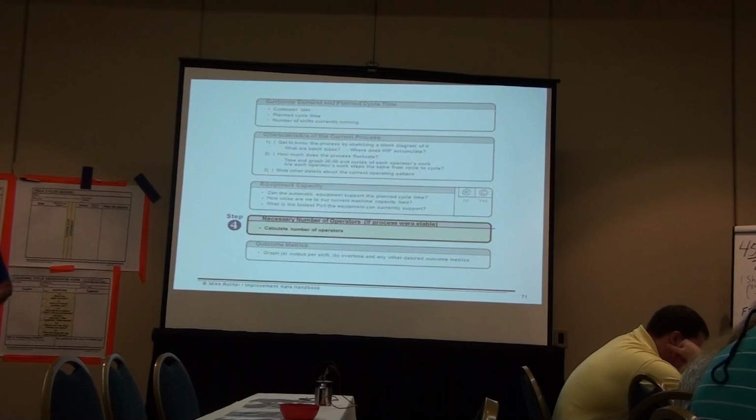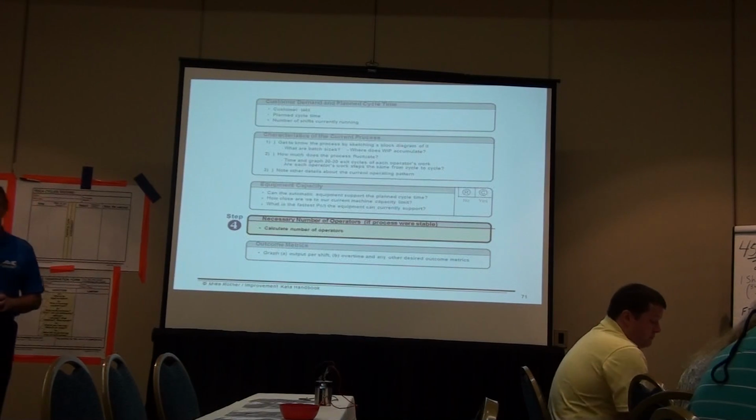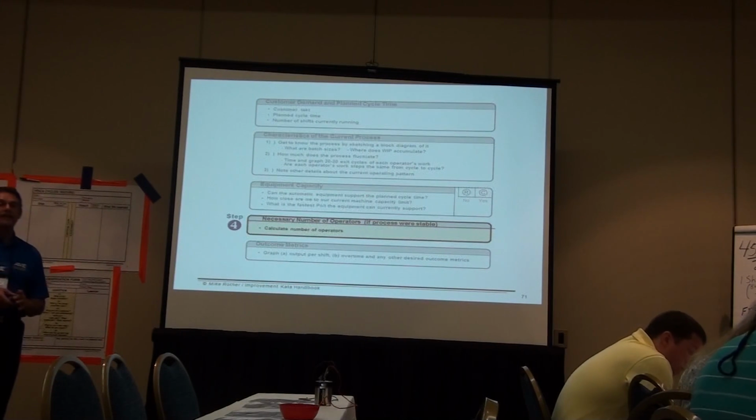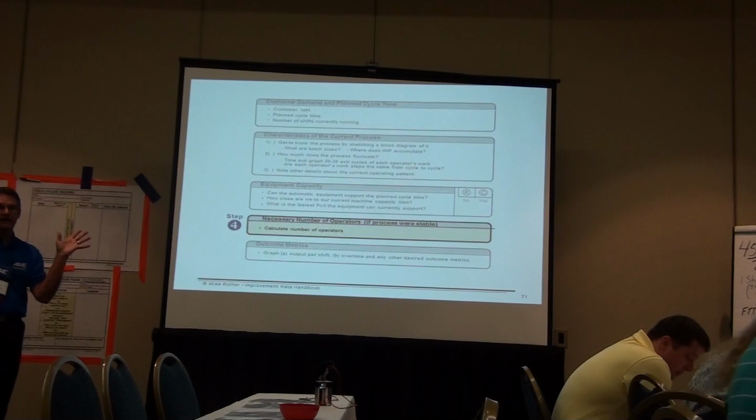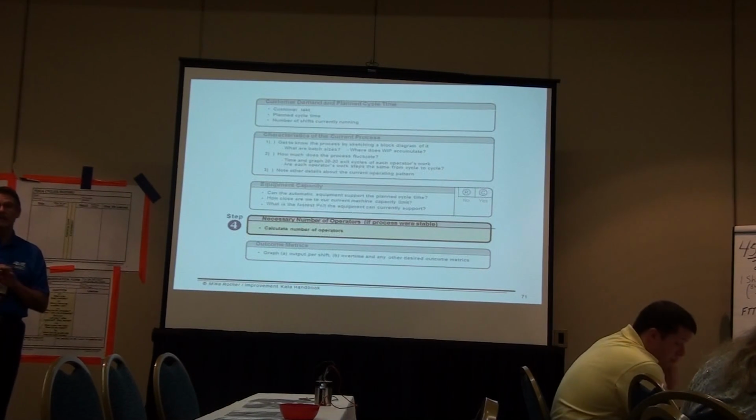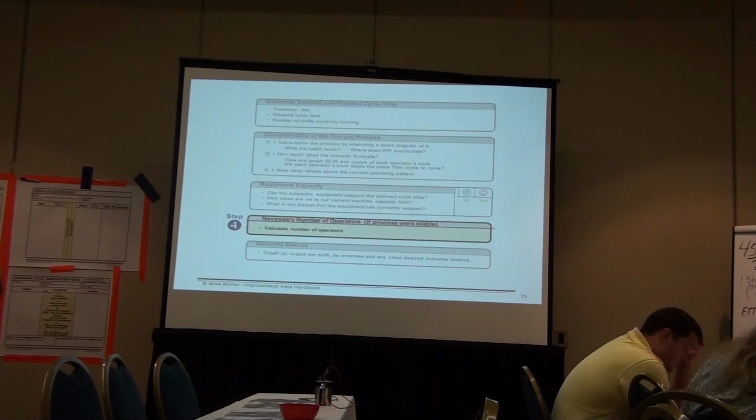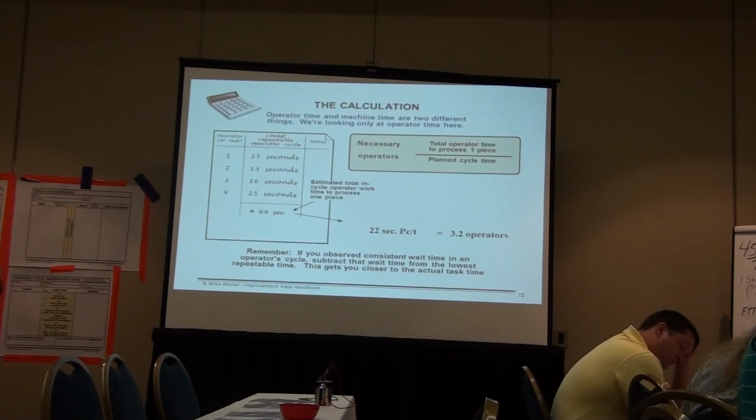All right. Once we've got these three things, we look at how many operators we really actually need to have. We know that in our value stream mapping conversation, we took the sum of the cycle time divided by takt time to get a benchmark about how many people we need. So we're going to do something similar with our planned cycle time.